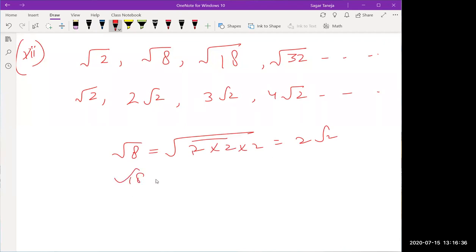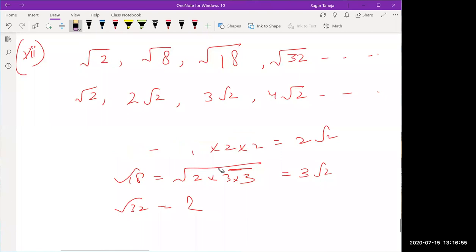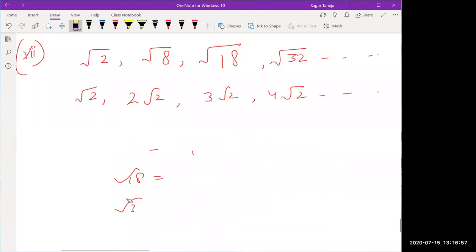In the same way 18, 2 into 3 into 3. So 3 will come out of the root, 3 root 2. In the same way you can solve for root 32. So this way we need to simplify it first. After this we can solve further.